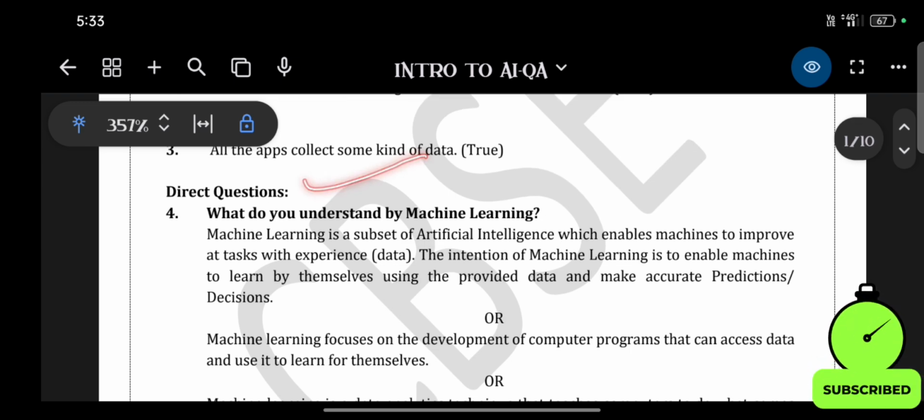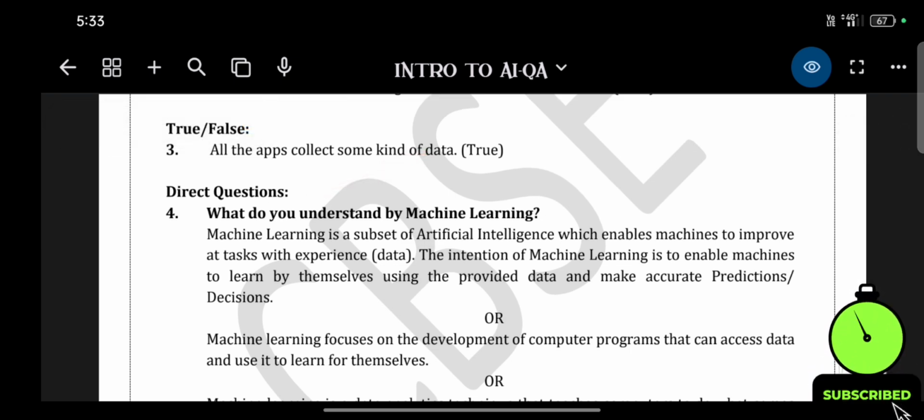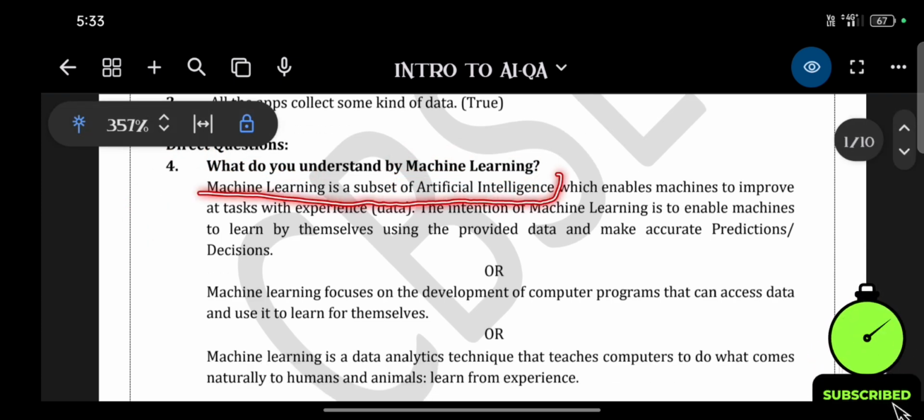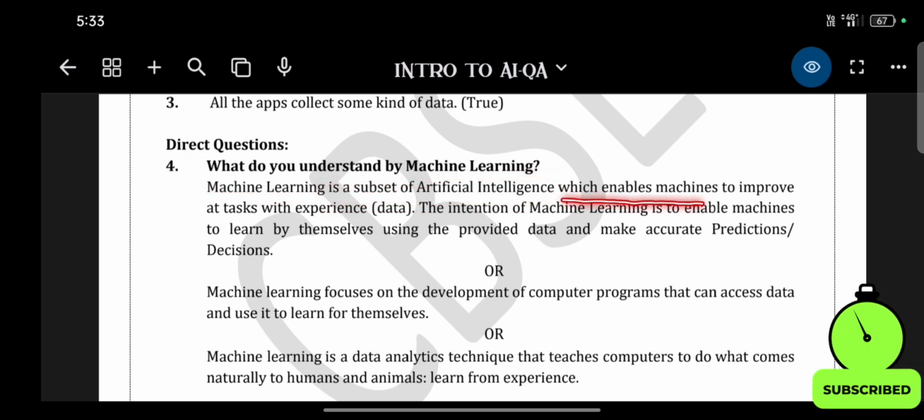Now some direct questions which directly come in your exam. First, what do you understand by machine learning? Machine learning is a subset of artificial intelligence which enables machines to improve at tasks with experience data. The intention of machine learning (ML) is to enable machines to learn themselves using the provided data and make accurate predictions and decisions.